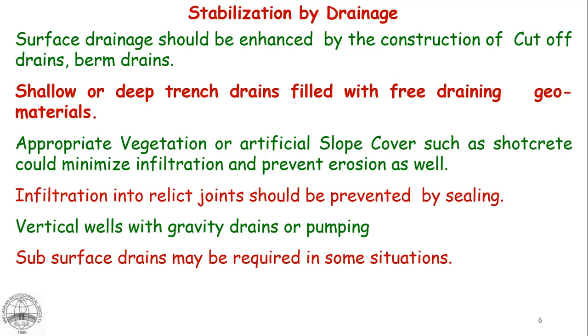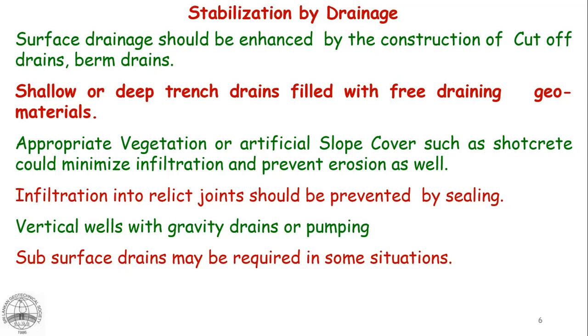Water can infiltrate into that. So if there are exposed relic joints, we need to seal them and have special protection on them. That is all surface drainage measures. We cannot prevent the infiltration 100% by surface drainage measures. Anyway, there will be some amount of water moving into the slope.